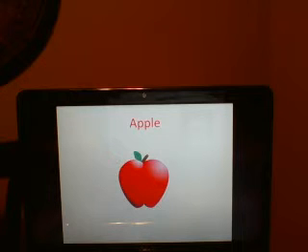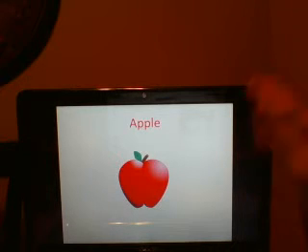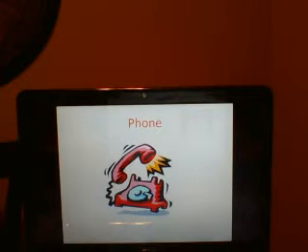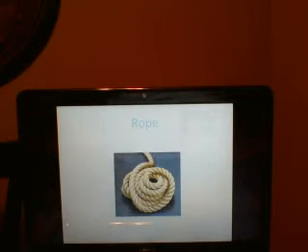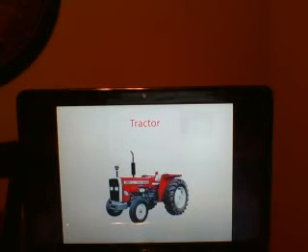Third word would be apple. There's 2 syllables in apple. Next word would be phone, and there's only 1 syllable because you can only clap once during the word phone. Rope is also a 1 syllable word. Tractor is our next image. In this word, tractor, there are 2 syllables.